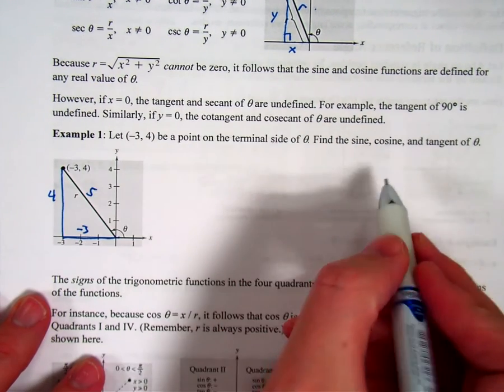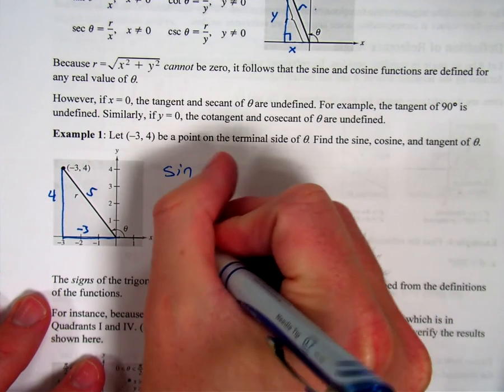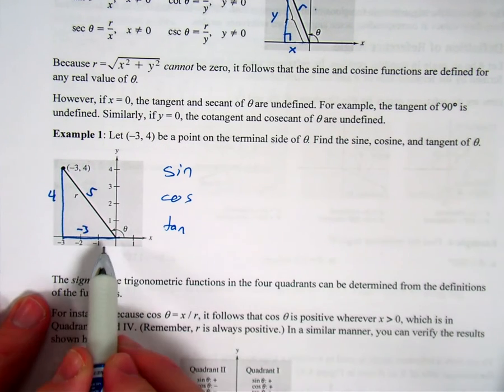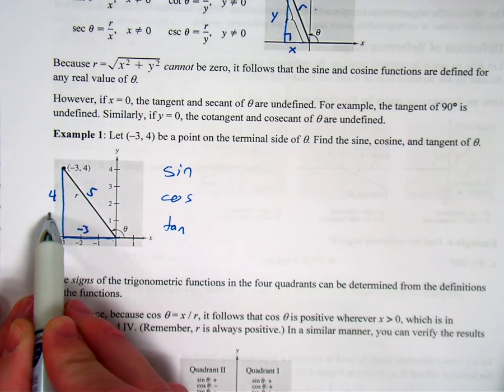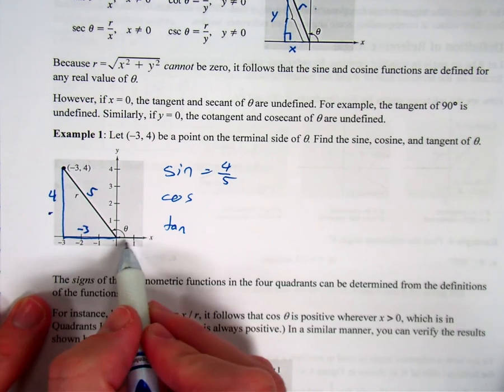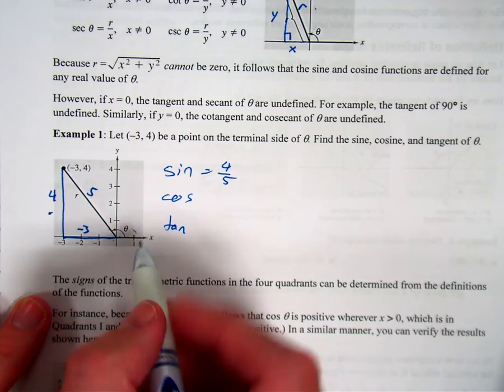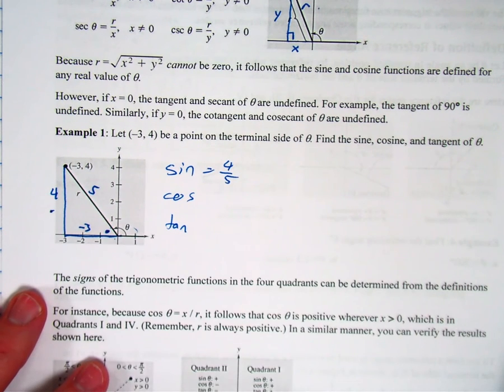Okay, and it wants sine, cosine, tangent. So sine, opposite, 4 over hypotenuse, 5. I know it's got the theta here. That's your rotation that it took to get there. And then this angle inside the triangle is what you're looking at.